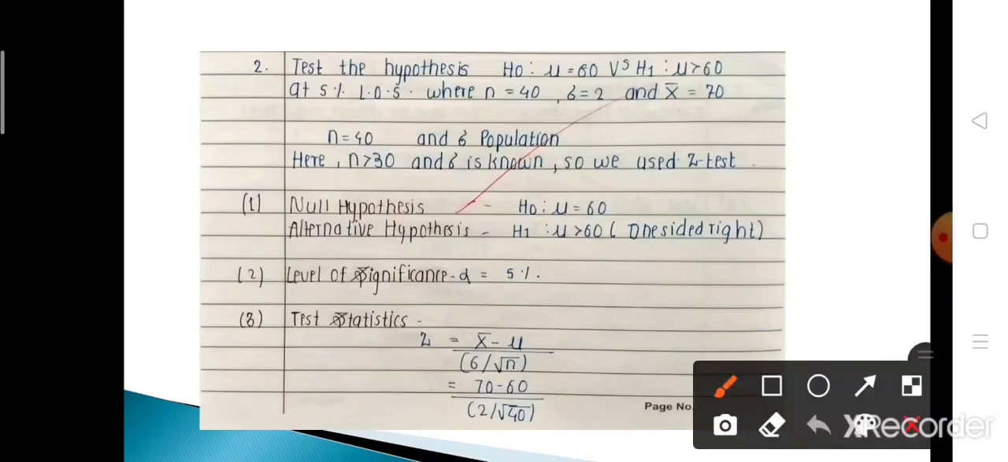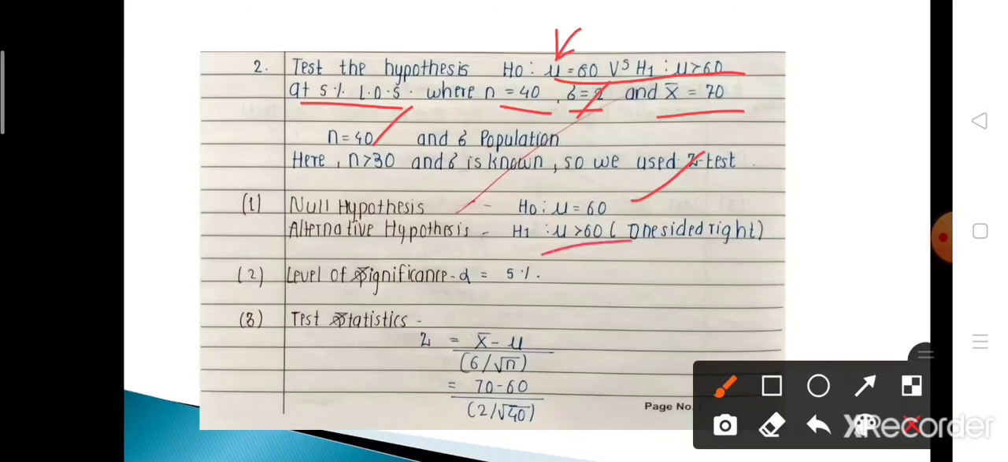Test the hypothesis H naught mu is equal to 60 versus mu is greater than 60 at 5% level of significance, where n is equal to 40, sigma is equal to 2 and x bar is equal to 70. See here, n is equal to 40 and sigma is known, that is the population standard deviation is known. And we want to test the population mean. So here we use the Z test. The null hypothesis is H naught mu is equal to 60 and the alternative is mu is greater than 60. That is a one-sided right test.